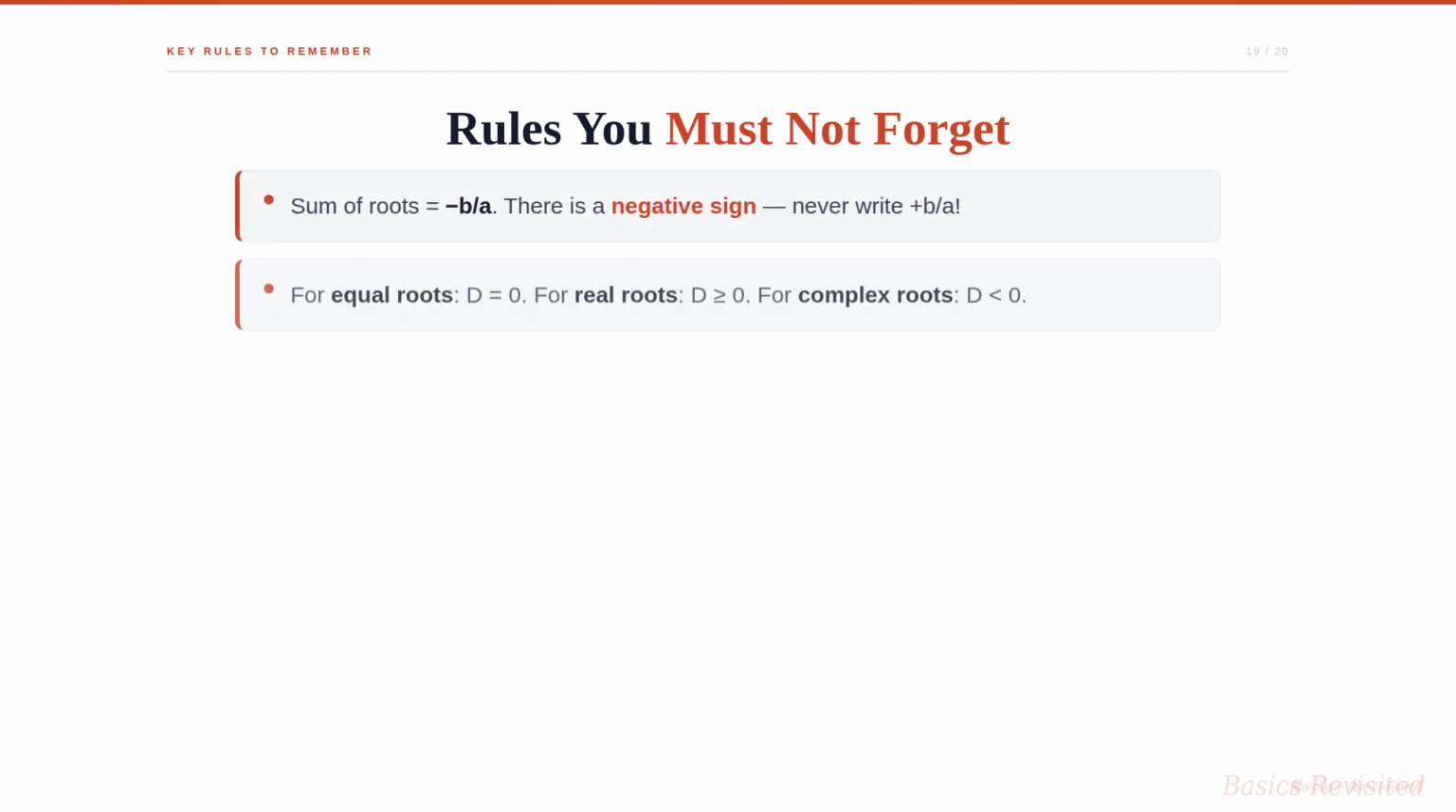Rule 2. D greater than 0 means 2 real roots. D equal to 0 means equal roots. D less than 0 means complex roots. Rule 3. Positive a, the parabola opens upward. Negative a, the parabola opens downward.